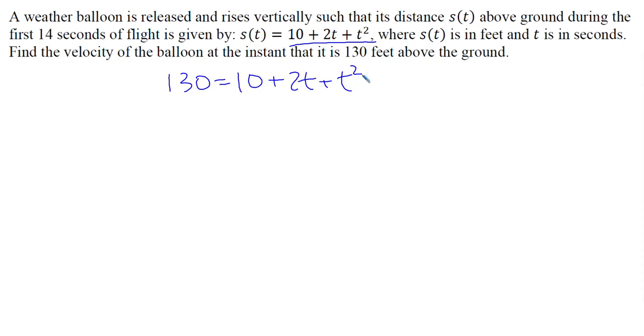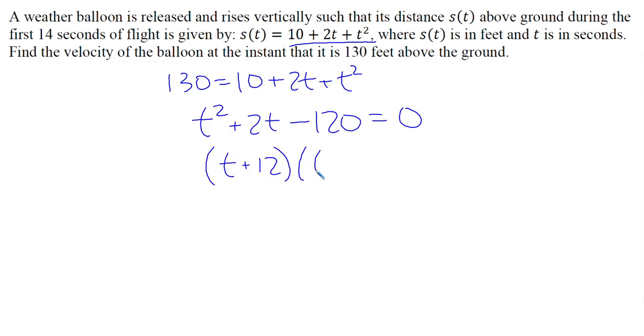If we get everything to one side in this quadratic, we have t squared plus 2t minus 120 is equal to 0. And it looks like that actually factors out really nicely. Right, we can factor that into t plus 12 and t minus 10, telling us that t equals negative 12 and t equals 10 seconds are when this should be 130 feet above the ground. Well, t equals negative 12 is, of course, just ridiculous. We're not going to have negative time values, so we're going to use t equals 10.